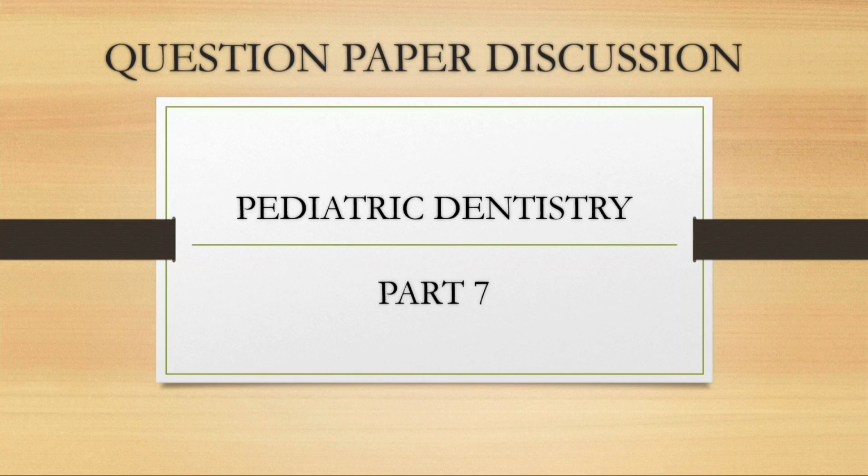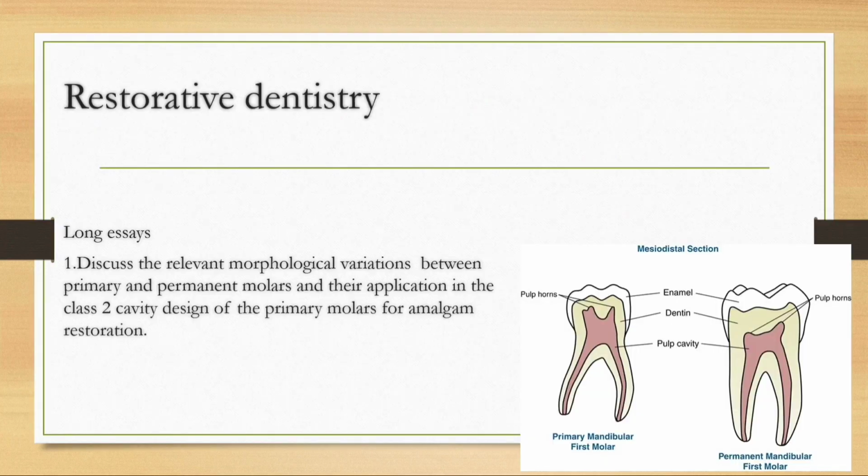We are into the 7th part of sessions, and we have 1 or 2 sessions remaining. So this session deals with restorative dentistry in pediatrics. The most commonly asked question is the morphological variations between primary and permanent molars and their applications in class 2 cavity design of primary molars for amalgam restoration.